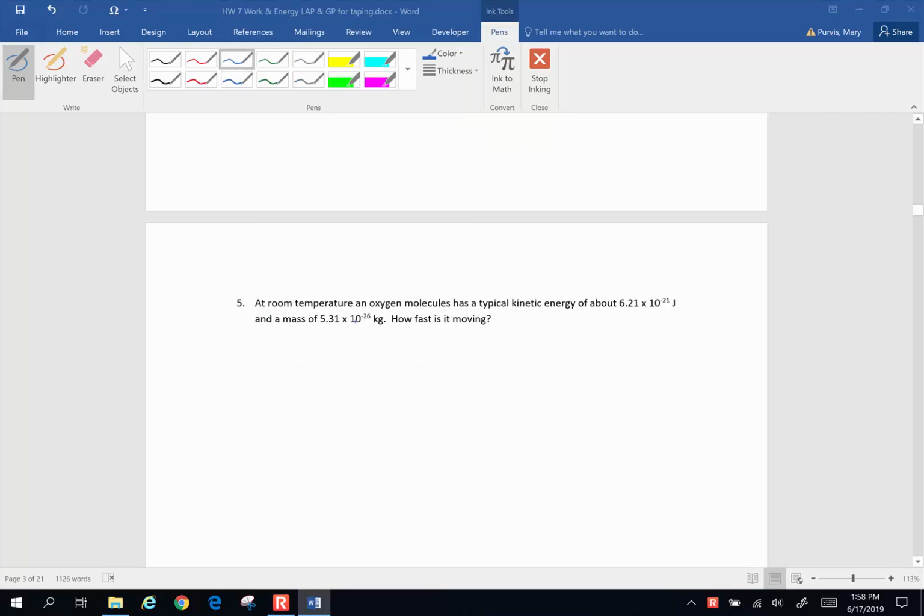Alrighty, a room temperature oxygen molecule has a typical kinetic energy of about 6.21 times 10 to the negative 21 joules. If it has a mass of 5.31 times 10 to the negative 26 kilograms, how fast is it moving? Well, we know kinetic energy is 1/2 mass velocity squared. So let's do a little algebra and solve for velocity because that's what we're looking for.